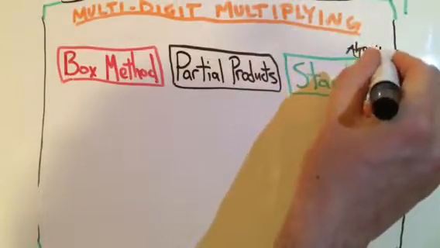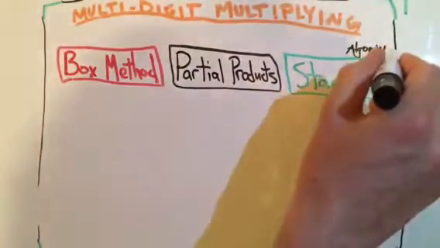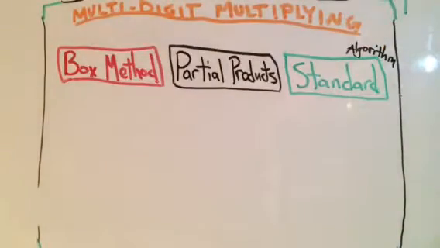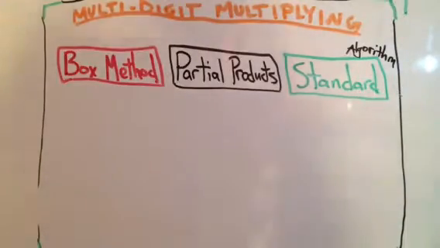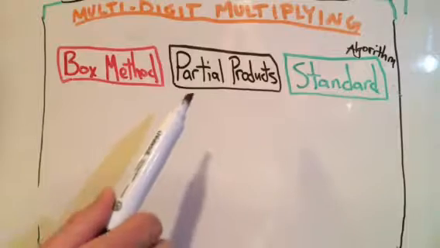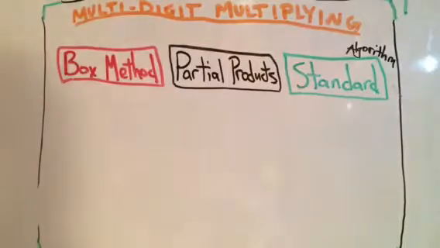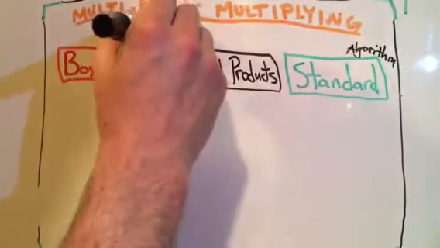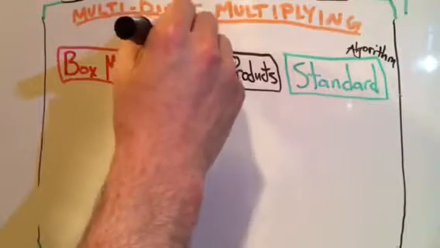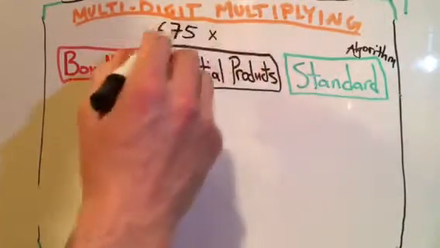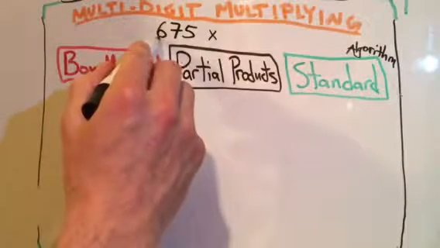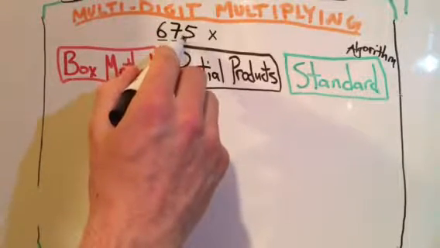An algorithm is any series of steps that are basically shortcuts, and they work. But they organize the information in a very short, compact way. One thing that I'm going to try and point out is that each one of these three ways is basically trying to take a larger number, like 675, and split it into its three parts: 600, 70, and 5.